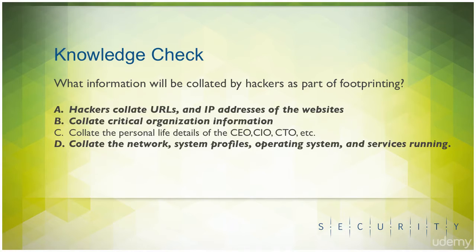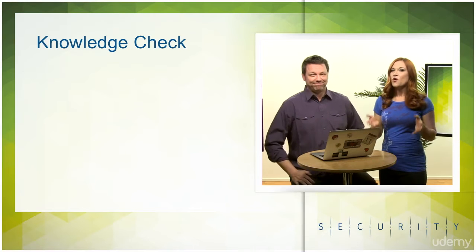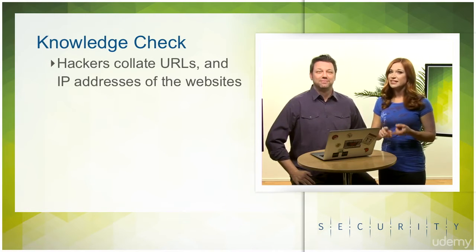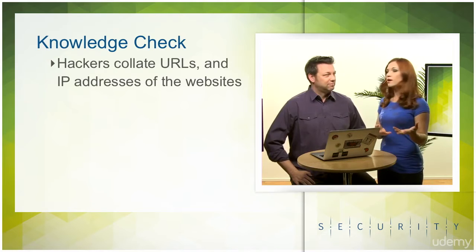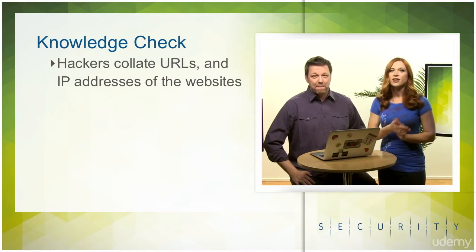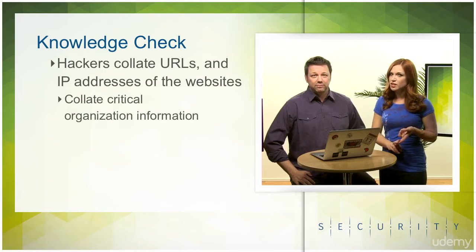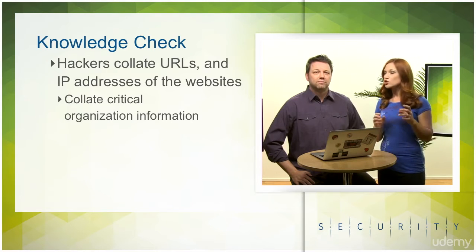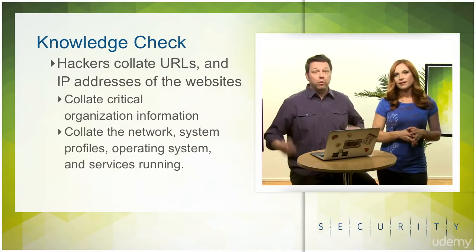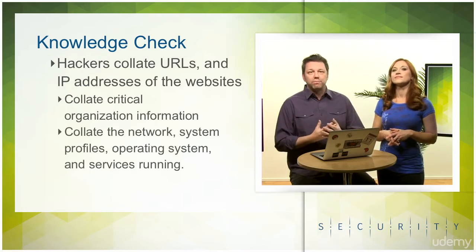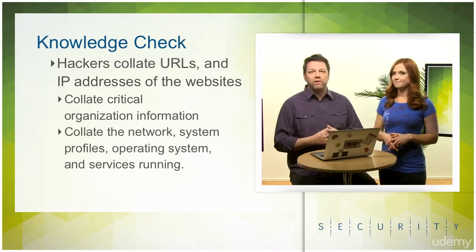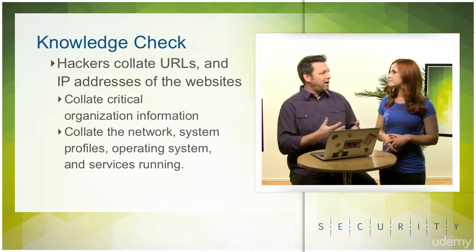As a part of footprinting or information gathering, one would collate the information needed to access a website, so the URL and IP addresses. They would also collate critical organization information so that they can look at employing social engineering attacks. They will collate the network system profiles, type and version of the operating system, and various software packages running on the environment itself. So when you know these, you can refer to the database of vulnerabilities to figure out if there are known vulnerabilities with the network and system.